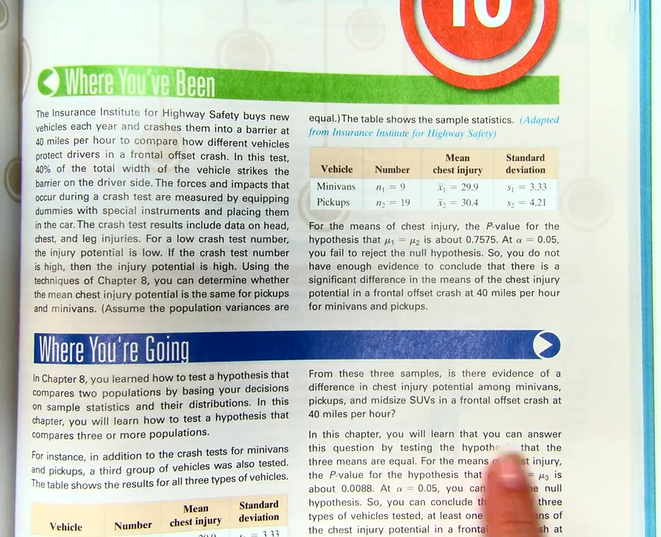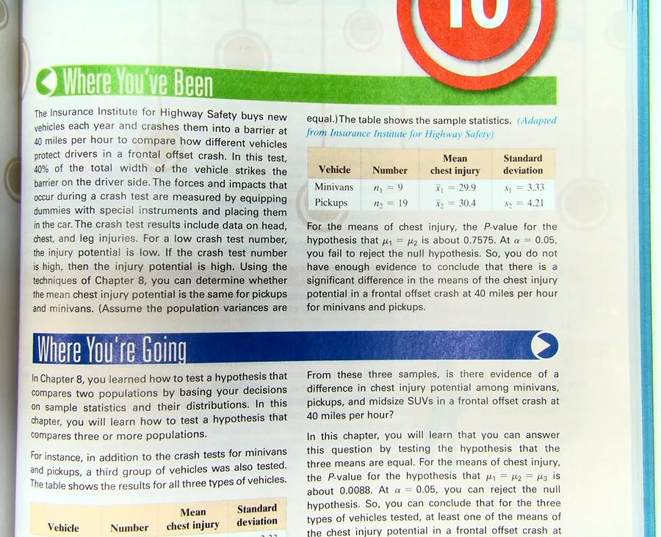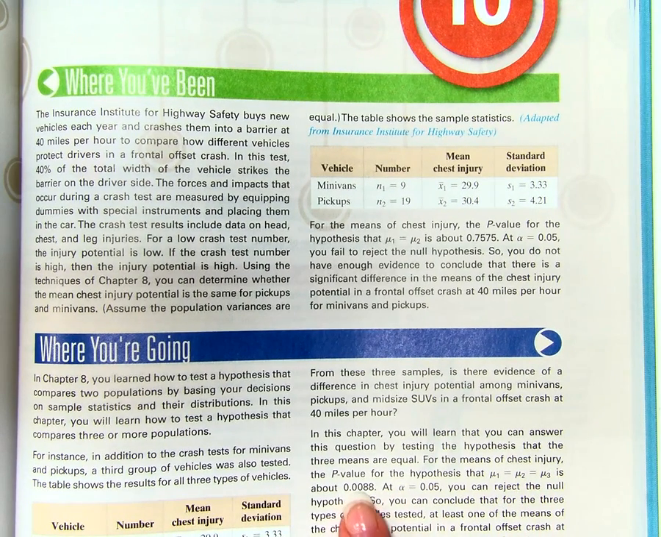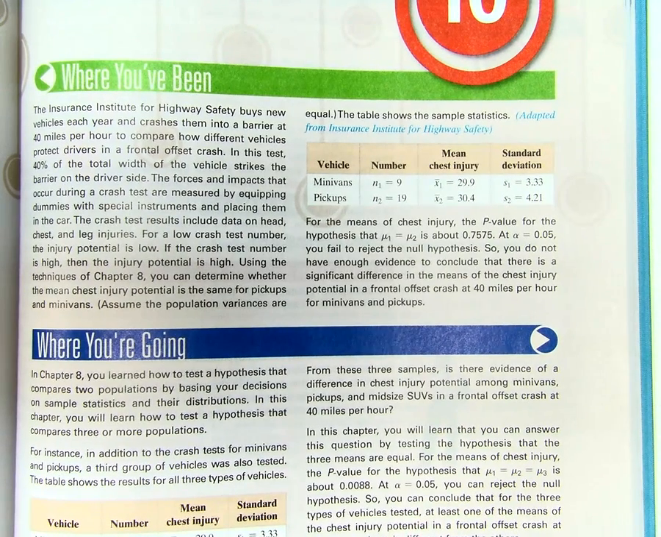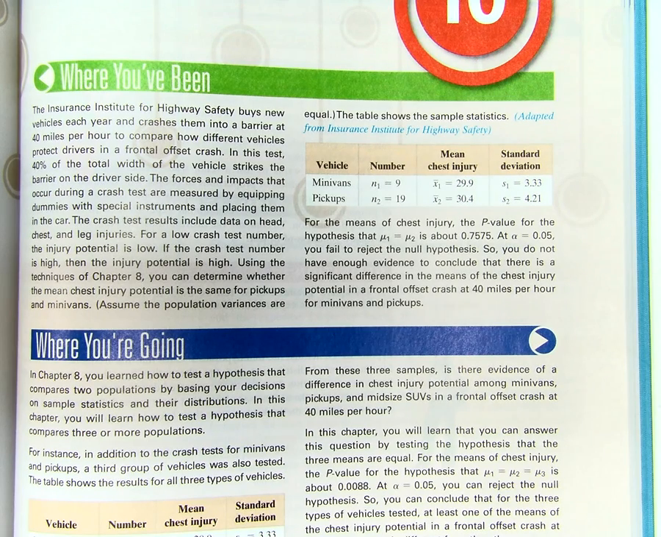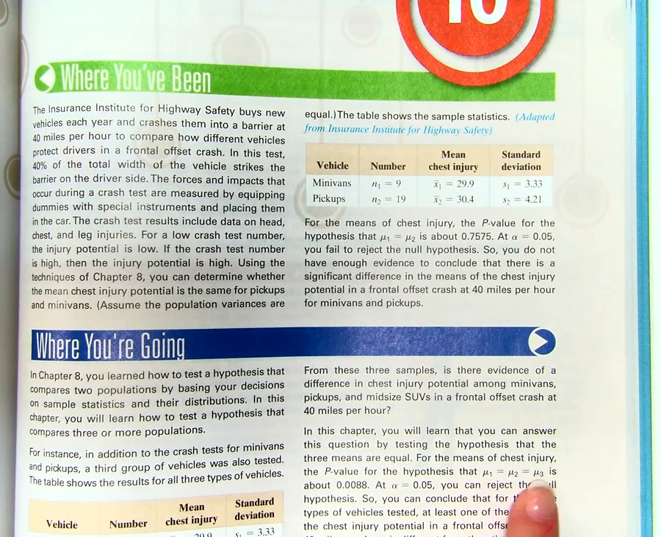Okay? So we can answer that question by testing the hypothesis that 3 means are equal. For the means of chest injury, the p-value for the hypothesis that they're all equal is about 0.0088. So at a 5% level of significance, we can reject the null hypothesis. Okay, we're going to figure out how to do all that. So we can conclude that for the 3 types of vehicles tested, at least one of the means is different, right? Because if we're rejecting the claim, it doesn't mean that they're all not equal, but it means that at least one of them is not.